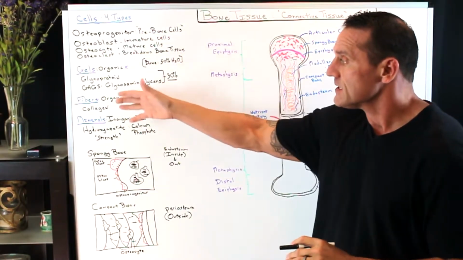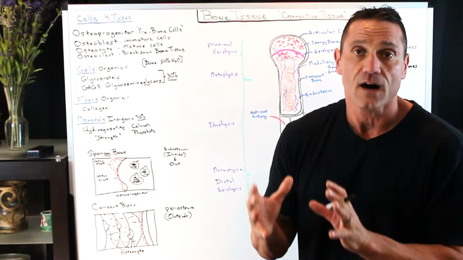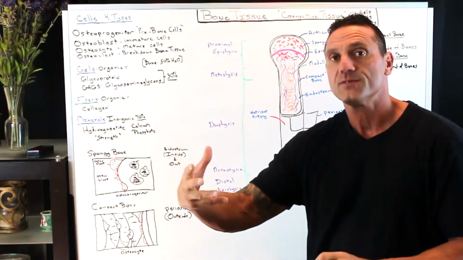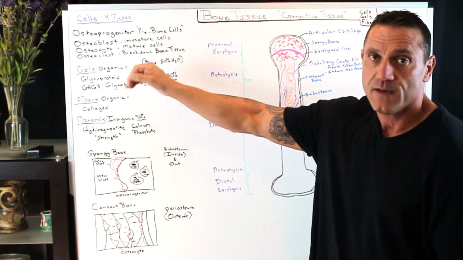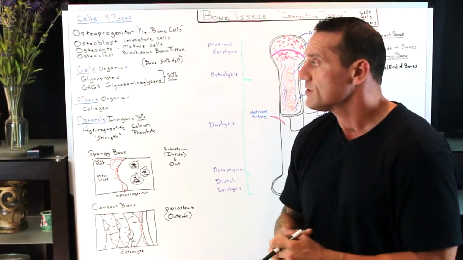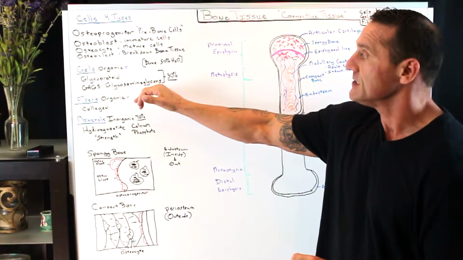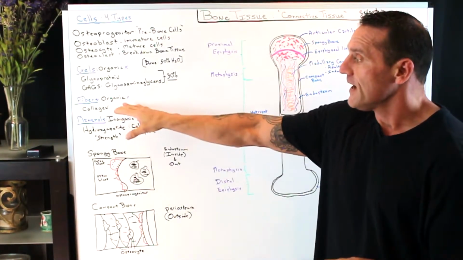Next is the gels and the fibers. Now 50% of your bones are water. So the gels and fibers make up about 30% of the remaining part of the bone, and this is strictly organic. Now the gels, it's a glycoprotein and a GAG, which is a glycosaminoglycan. And that actually makes about 30%. Now the fibers, this is organic.